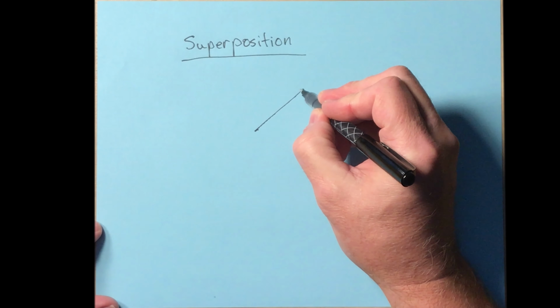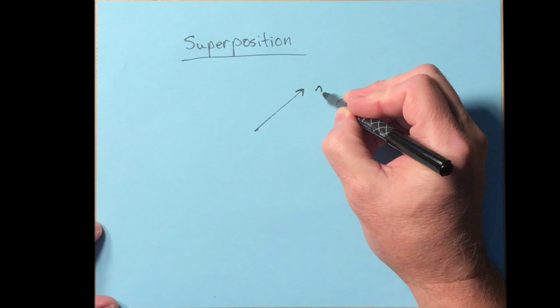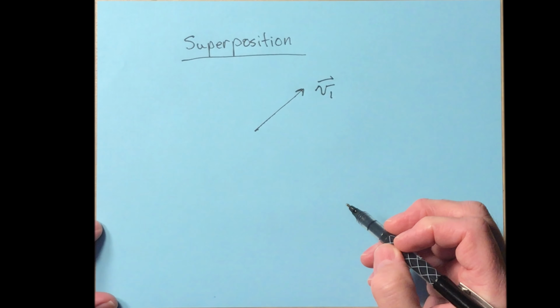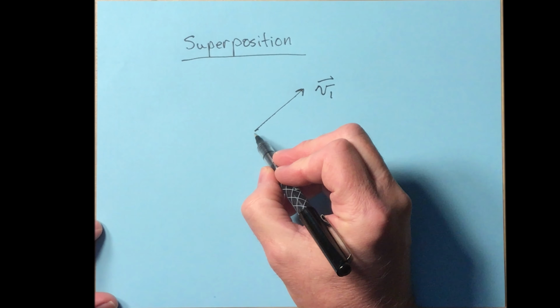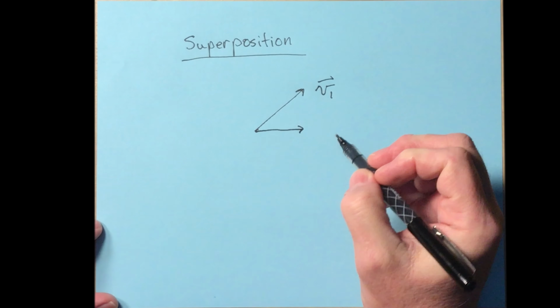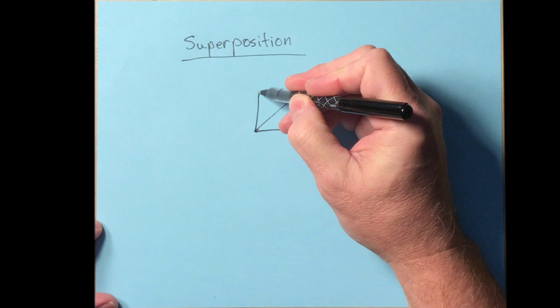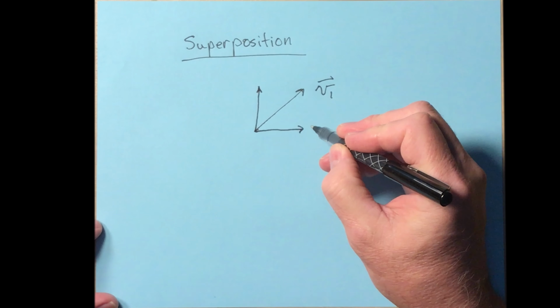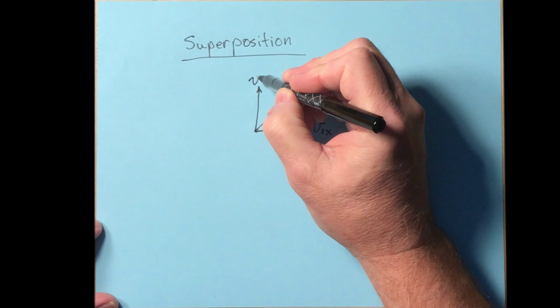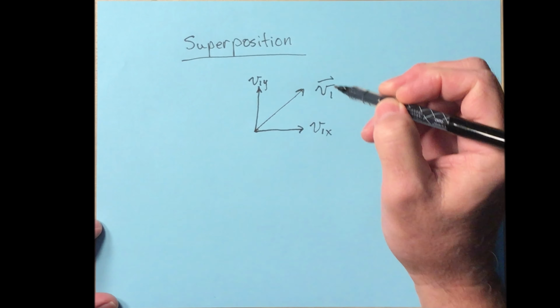An area where you're probably most familiar with this is vector addition. So let's say we have a vector here, that's vector 1, going off in that direction. But if you place this on a coordinate system, you could break it down into a vector going in that direction and a vector going in that direction. This is v1 in the x direction. This is v1 in the y direction.